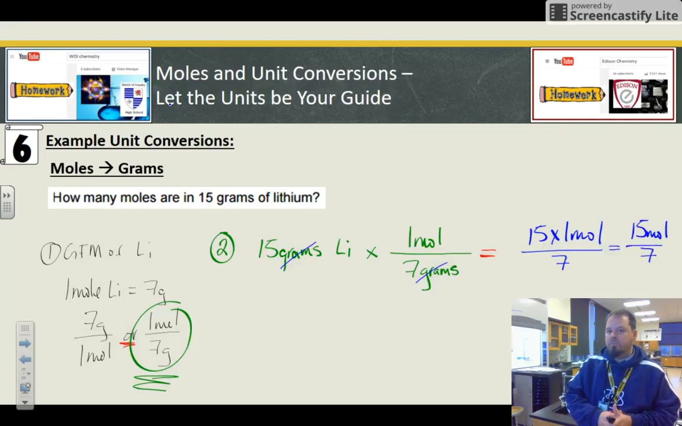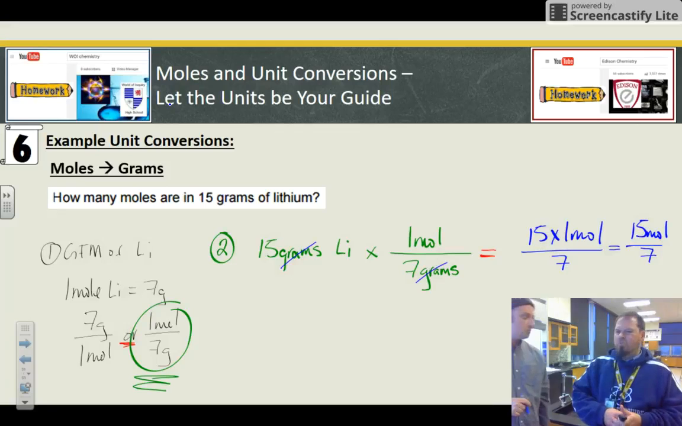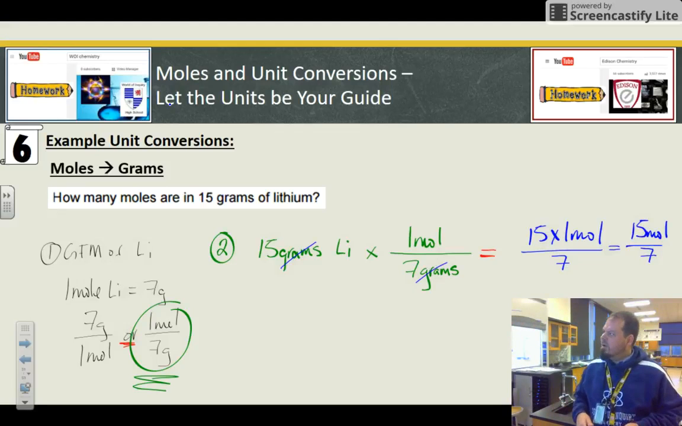Okay, and the answer is 15 divided by 7, which is 2.5. Not quite, 5. 7 twice, 14, so it would be 1/7. Yeah, 1/7, 0.16, something like that.